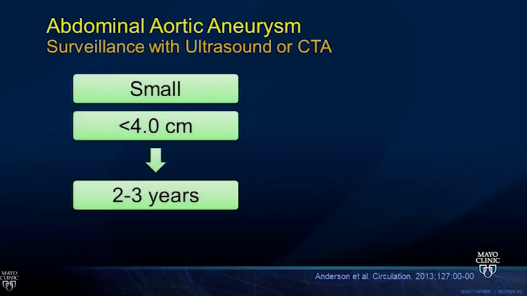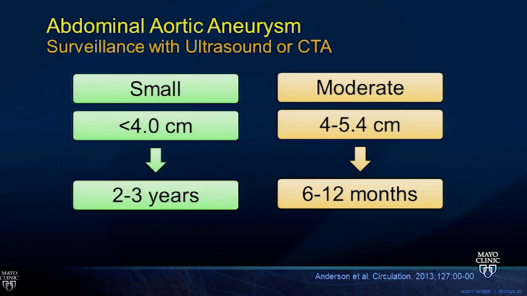So when you look at the role of surveillance, if someone has a small AAA, so less than 4 centimeters, you can do surveillance imaging every 2 to 3 years. The boards like to test these types of questions, and you guys have done a great job with these. If it's a moderate aneurysm, 4 to 5.4 centimeters, it should be screening every 6 to 12 months.